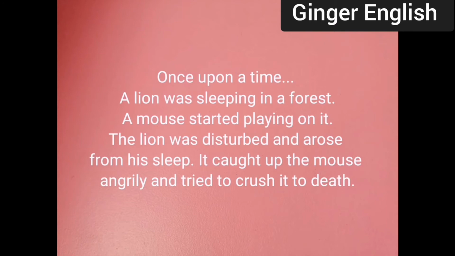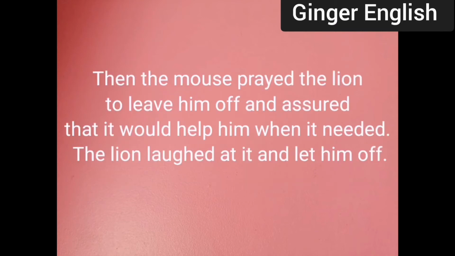Once upon a time, a lion was sleeping in a forest. A mouse started playing on it. The lion was disturbed and aroused from his sleep, and it caught the mouse angrily and tried to crush it to death. Then the mouse begged the lion to leave him off, and assured that it would help him when needed. Then the lion laughed at it and let him off.